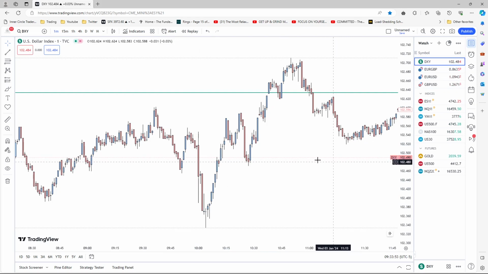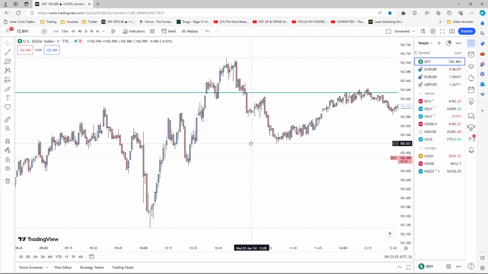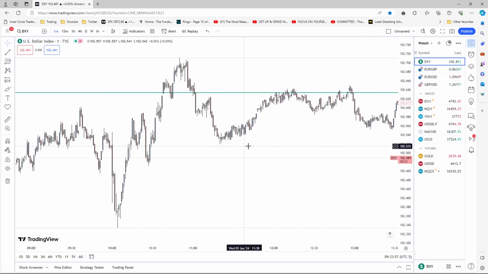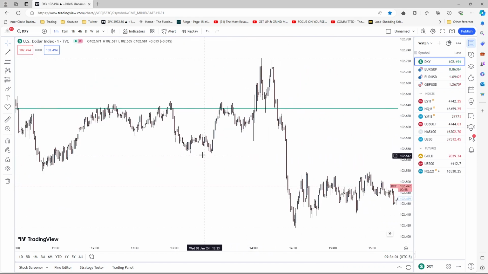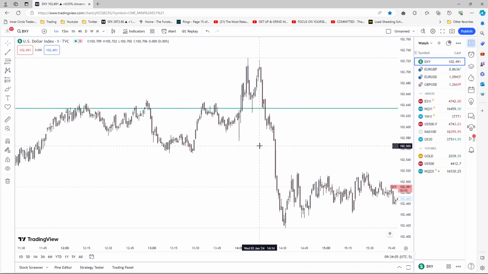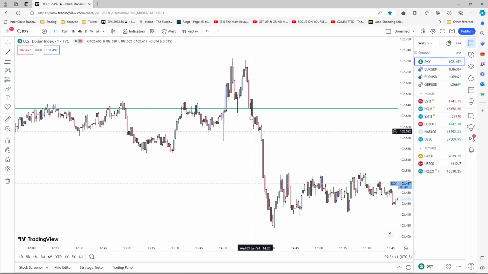Now, none of us trade the DXY, but it's just good to look at these things and see what price gives you, and look at your specific model or ways that you would have traded this specific situation, and you can put these in your journal. That's how you practice.